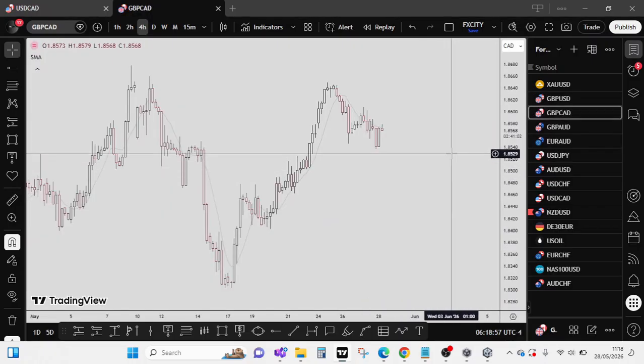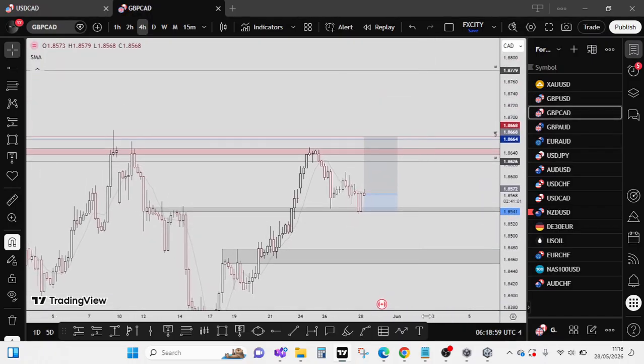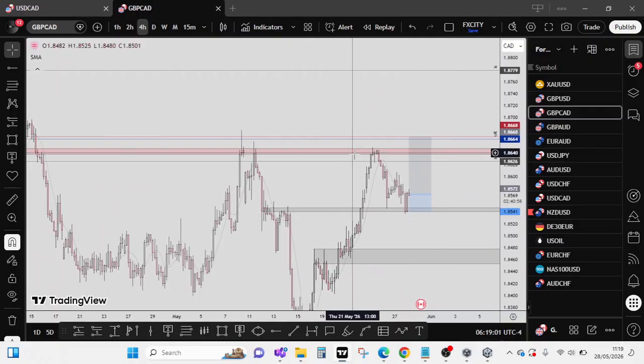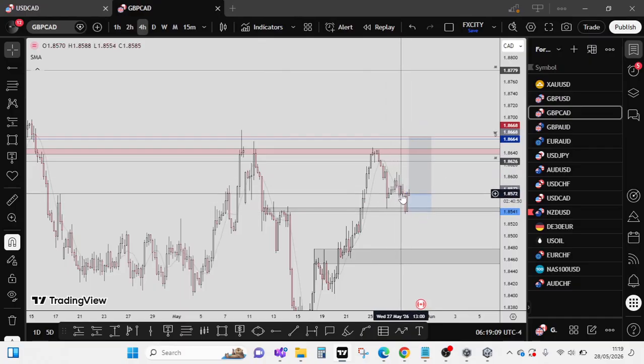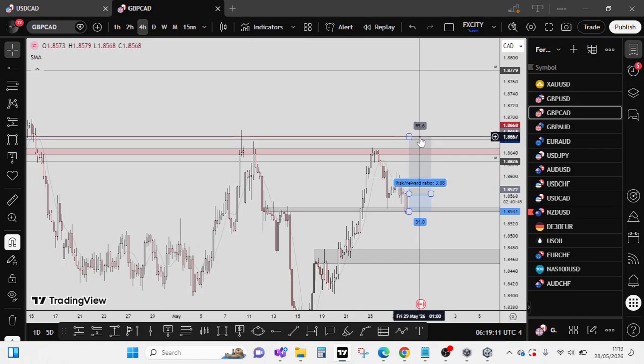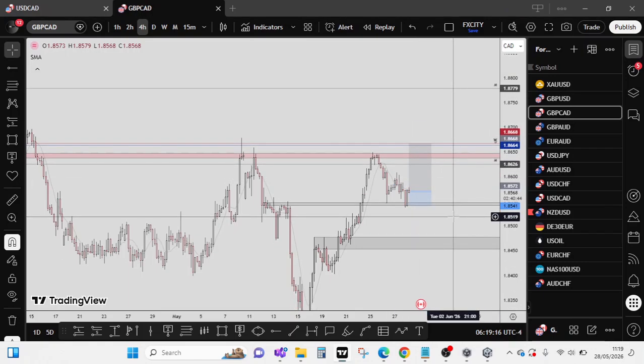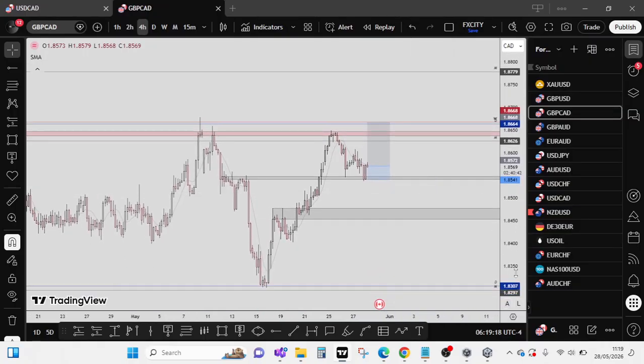And I'm also in on GBPCAD. I took this GBPCAD here because price rejected from this level, and then we rejected from that level again, and we have a bullish engulfing here. So I expect GBPCAD to push to the upside. Those are all the daily trades I'm currently in at the moment.